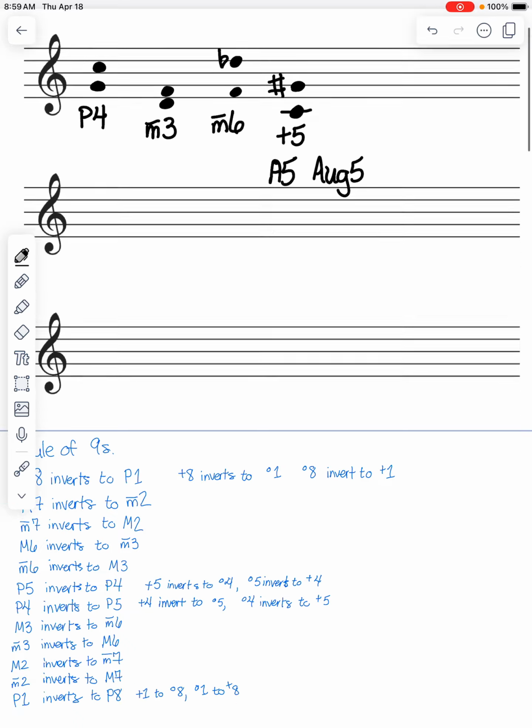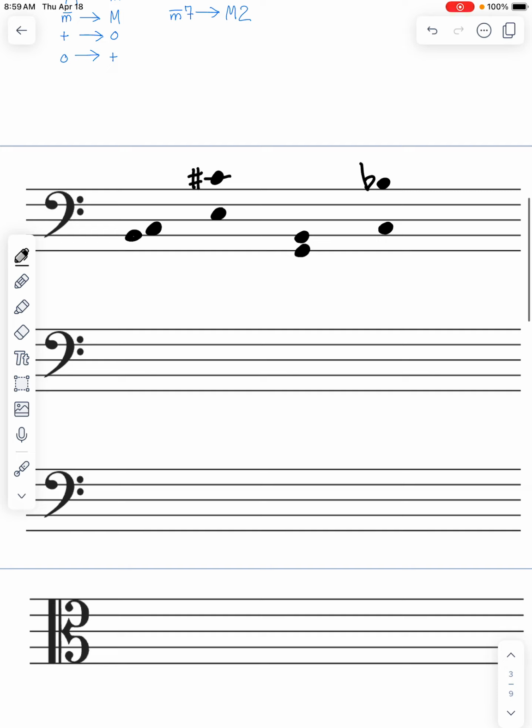Okay. Then we're going to do some in bass clef, because bass clef is a real thing. We have to pay attention to bass clef. So let's look at our next one. We have B. And so we're going to be thinking of the B major scale. B major has 5 sharps. We have F sharp, C sharp, G sharp, D sharp, and A sharp.